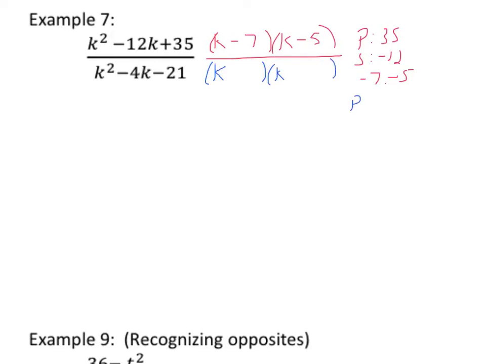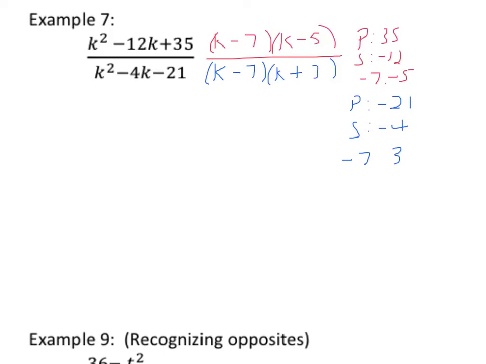I'm looking for two numbers that have a product of negative 21 and a sum of negative 4. And that would be 7 and 3. To have a product of negative 21, one of them must be negative. When you add them together, you get a negative 4, so the bigger number should be negative. So minus 7 and plus 3.